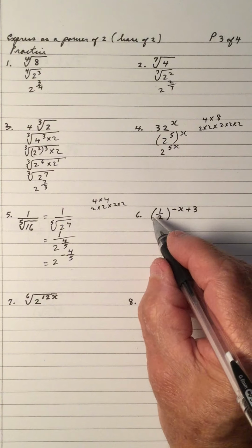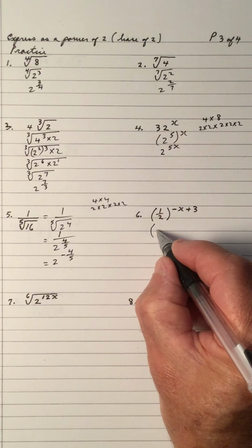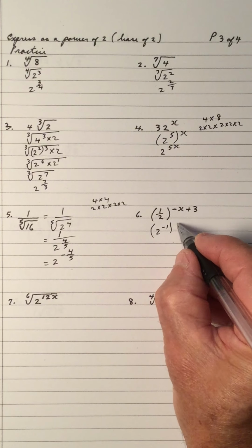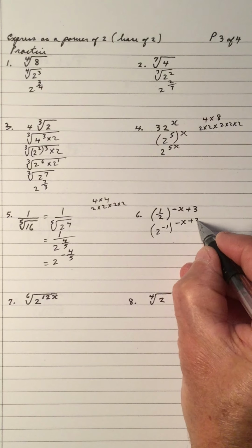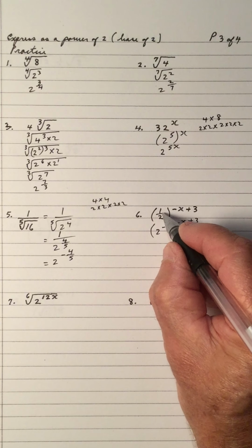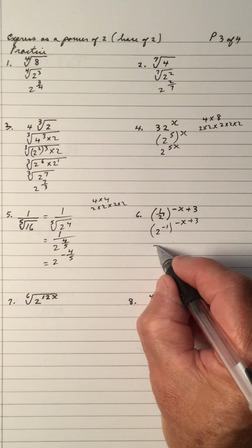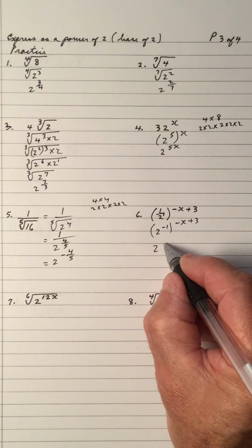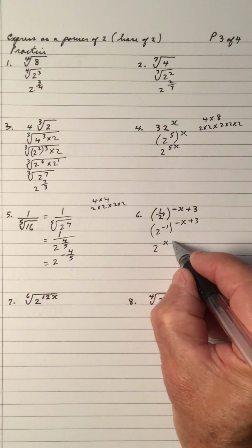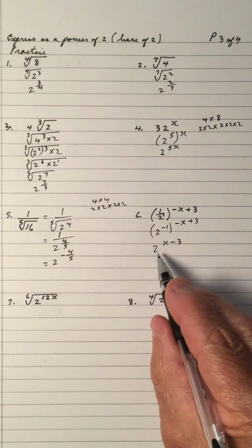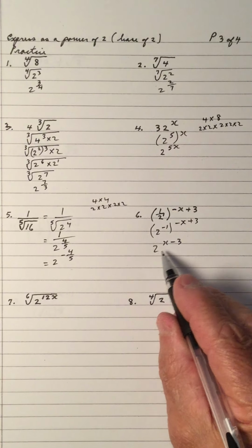And we want a base of 2, but this is a half, so 2 is 2 to the negative 1. That's a 1 on the bottom. So 1 over 2 to the 1 is 2 to the negative 1. So negative 1 times negative x is x. Negative 1 times 3 is negative 3. So that's as a base of 2.